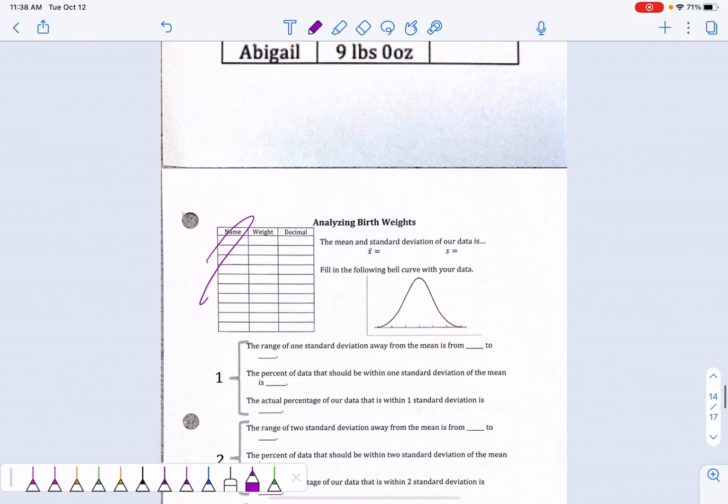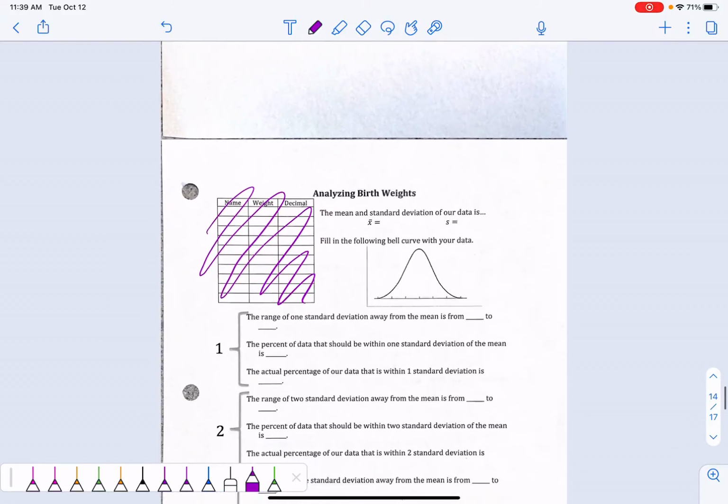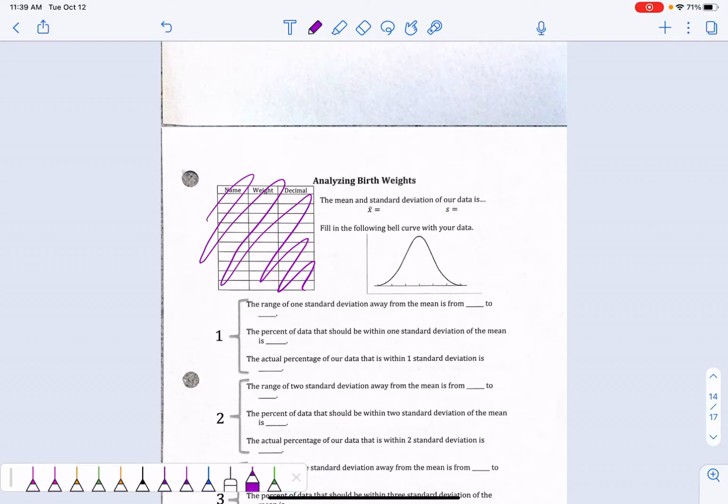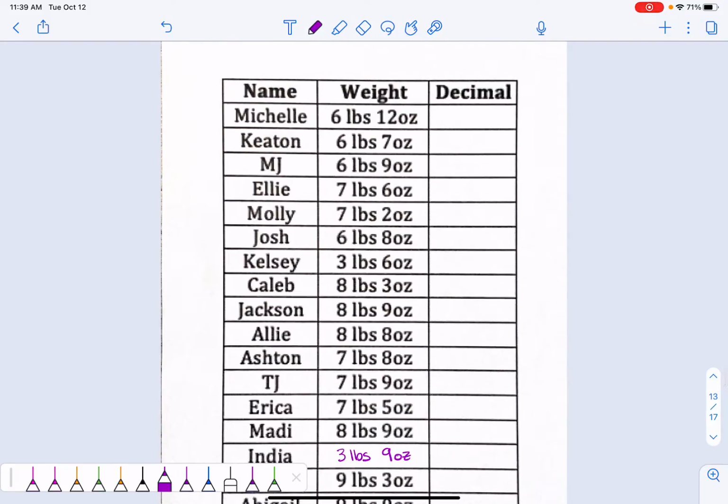You can ignore this top area over here, because you have so many kids in class I decided to give you a separate sheet. The first thing we need to do is find the mean and the standard deviation. But actually, before we do that, we can't find an average and a standard deviation if they're 6 pounds 12 ounces or 6 pounds 7 ounces. So we have to convert each one to a decimal first.